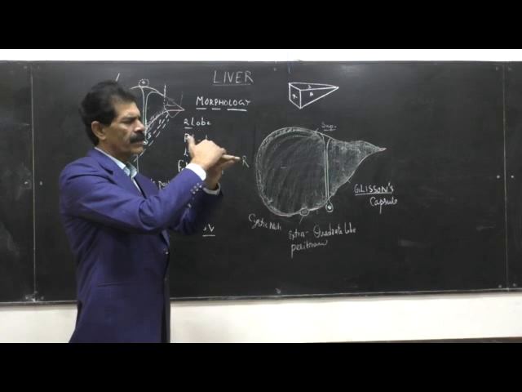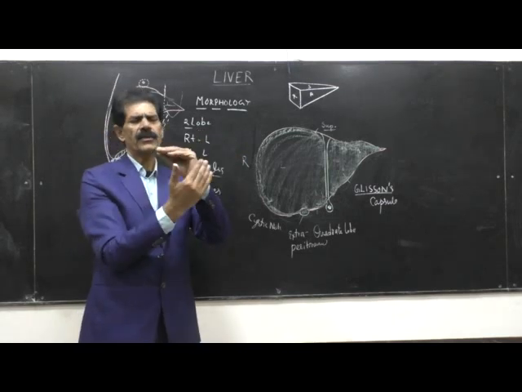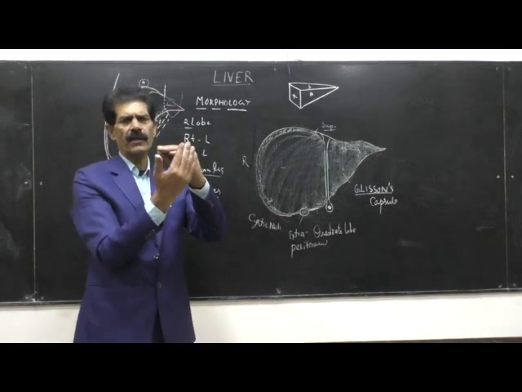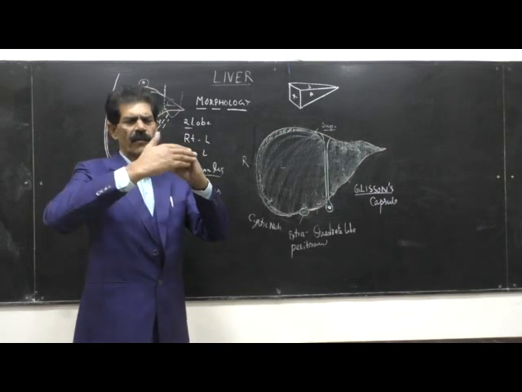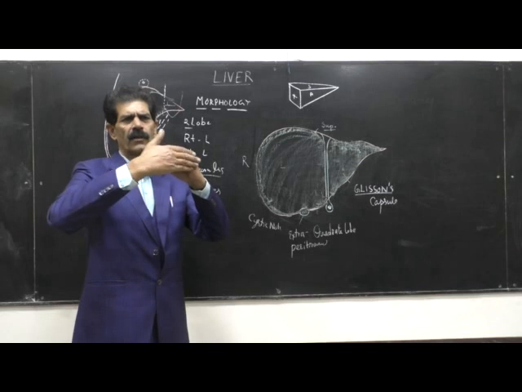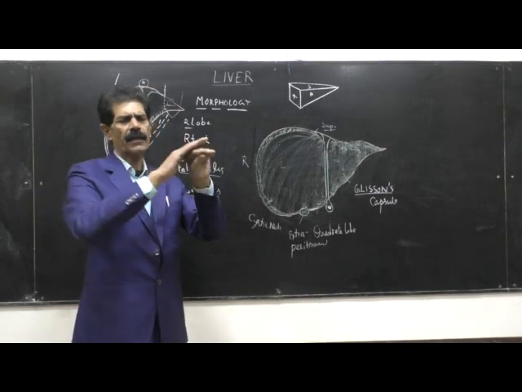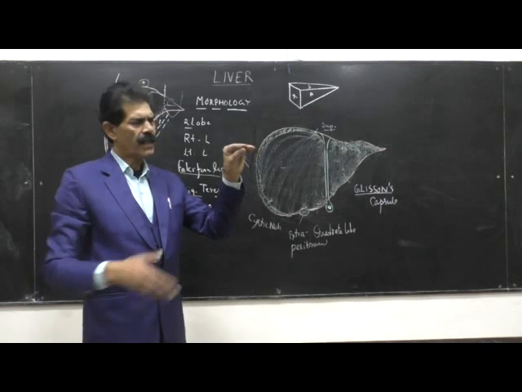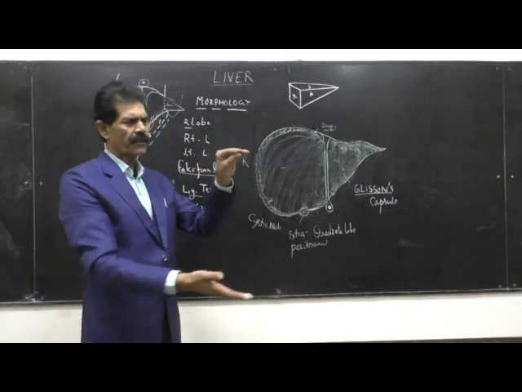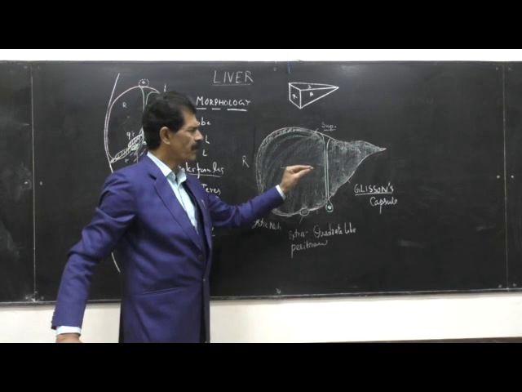Similarly, posteriorly, this is the posterior border, and the posterior border is continuous with the posterior surface. So this is also convex. The posterior border is not well defined because, like the anterior, it is also convex posteriorly. And the lower facing surface of the liver is the inferior surface.